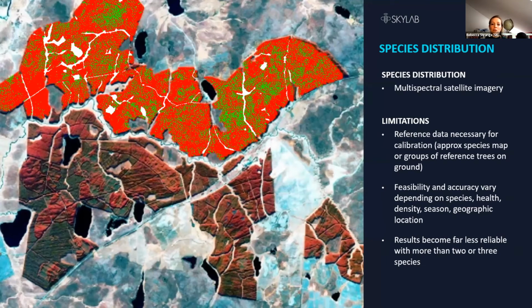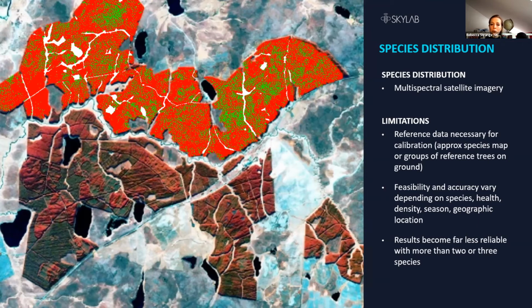And species distribution. This obviously can be done with multispectral satellite imagery. We would need reference data for that, to calibrate. So either an approximate species map from the forest managers, or identifying individual groups of reference trees on the ground. But the feasibility and accuracy of this really depends a lot on the species that you want to look at, the health of the species, the density, season, and also geographic location.